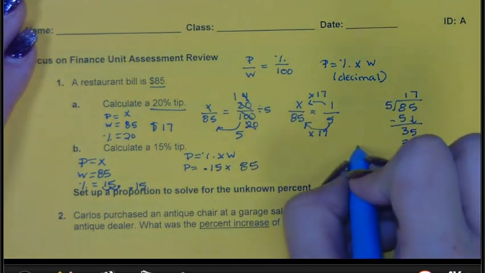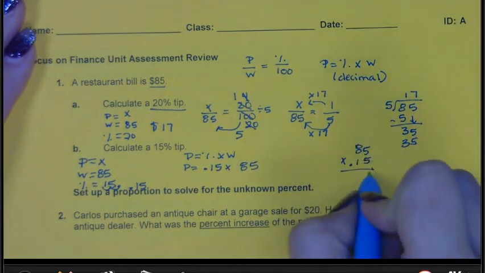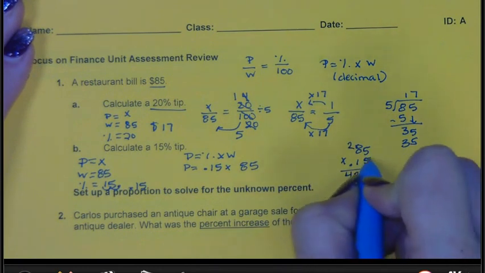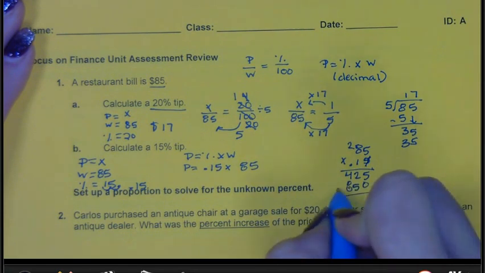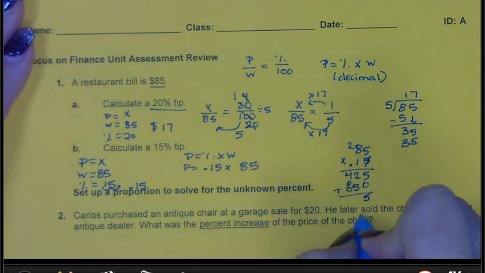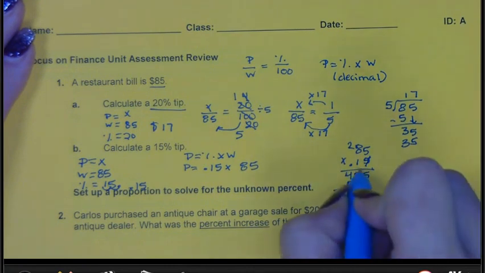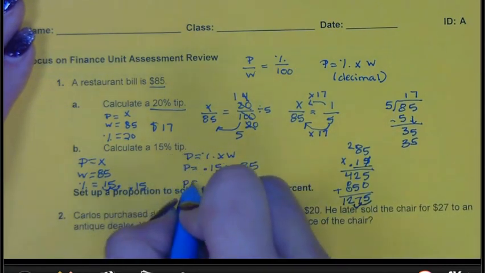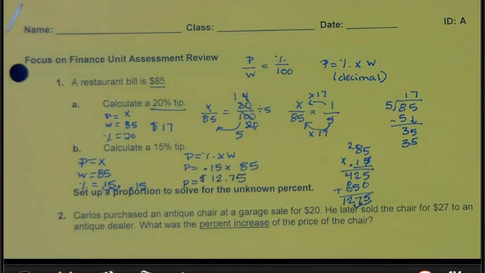So I'm going to kind of go over here in the little corner. 85 times 0.15. Well, 5 times 5 is 25. 8 times 5 is 40 plus 2 more is 42. Done, and placeholder. 1 times 5 is 5. 1 times 8 is 8. I'm going to add these numbers up. I'm going to get 5 plus 0 is 5. 5 plus 2 is 7. 8 plus 4 is 12. And have 2 decimal places. So I'm going to move it 2 times to the left to give me my part is $12.75. My part is $12.75.